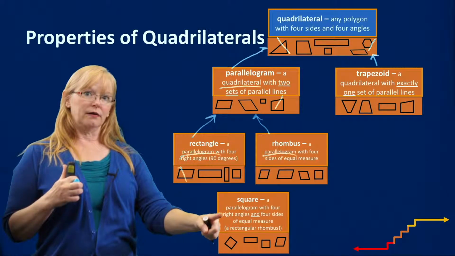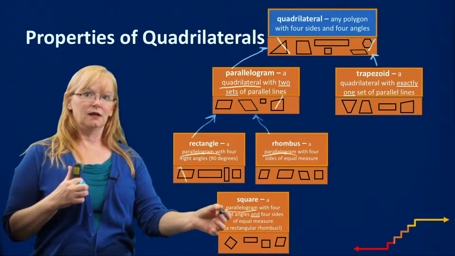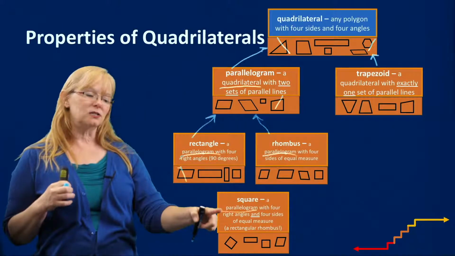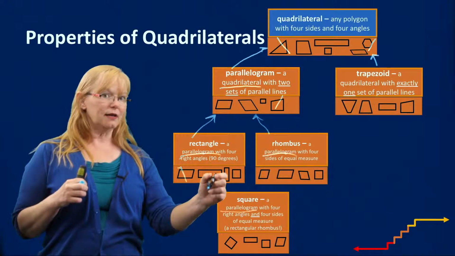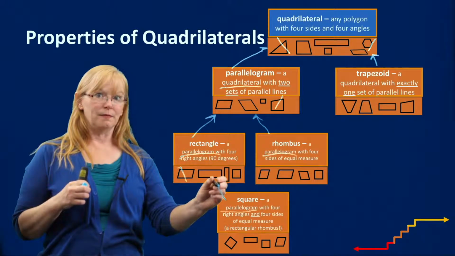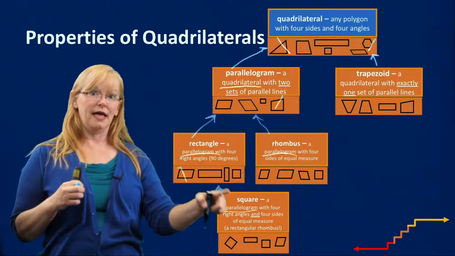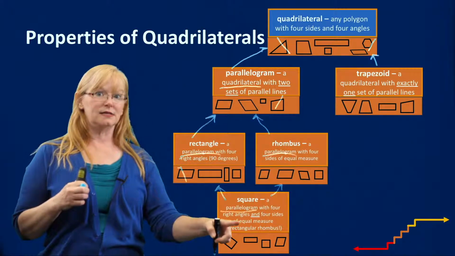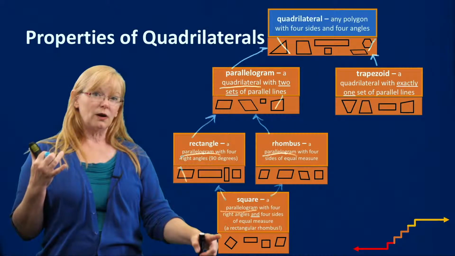Lastly, a square. A square is a parallelogram. Again, leave it in the definition. We're not going to have to guess. It is a parallelogram. Be explicit. It has 4 right angles and 4 sides of equal measure. So it is a rectangle because it does have 4 right angles. It's a parallelogram with 4 right angles. And it is also a rhombus because it has 4 sides of equal measure. I often tell them it's a rectangular rhombus.